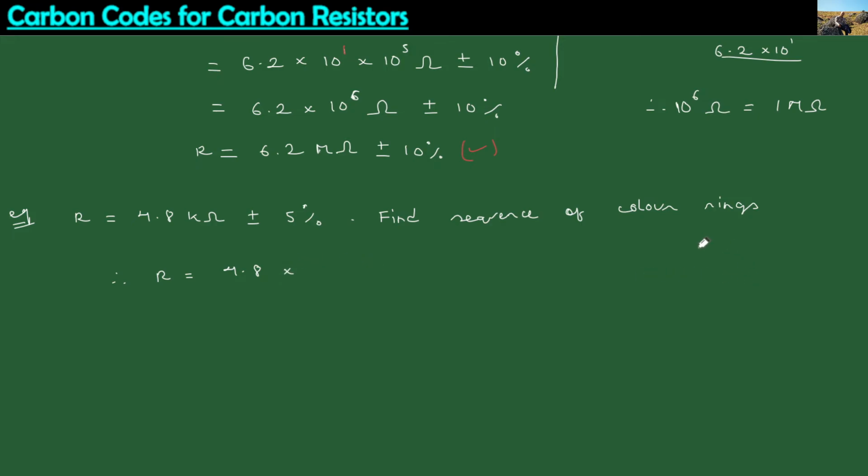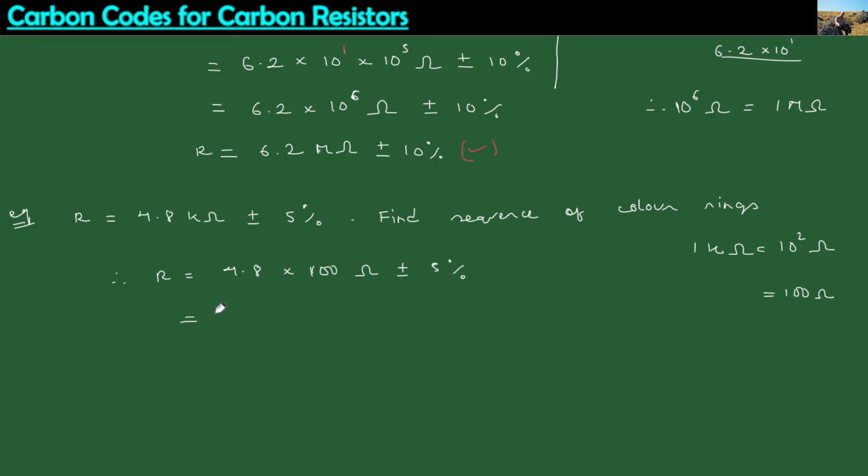When I say 1 kilo ohm, 1 kilo ohm is equal to 10 to the power 2 ohms, which means 100. So 4.8 kilo ohms is like 4.8 into 100 ohms plus minus 5%.